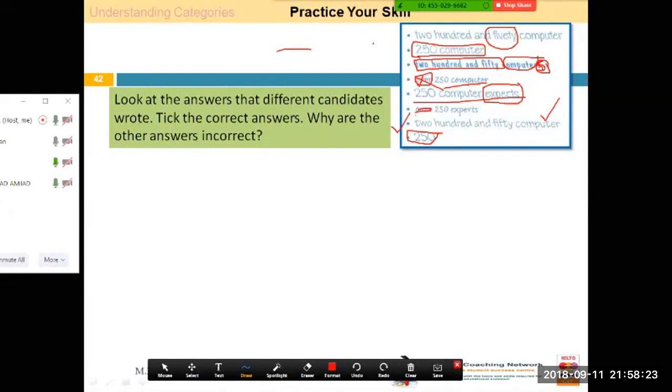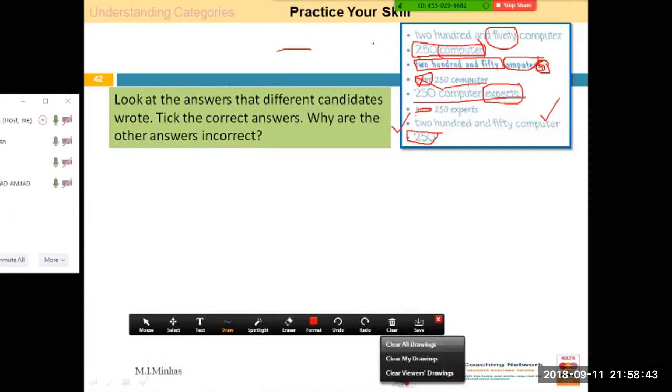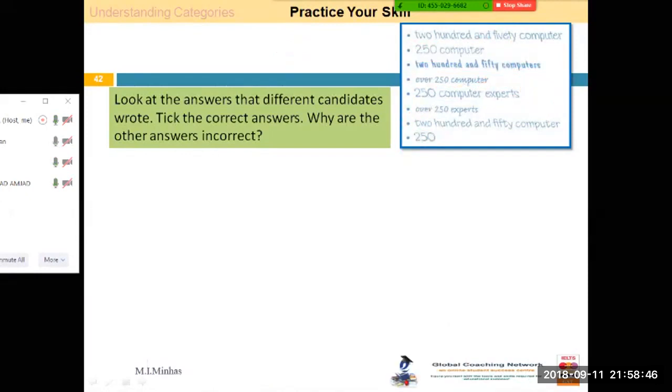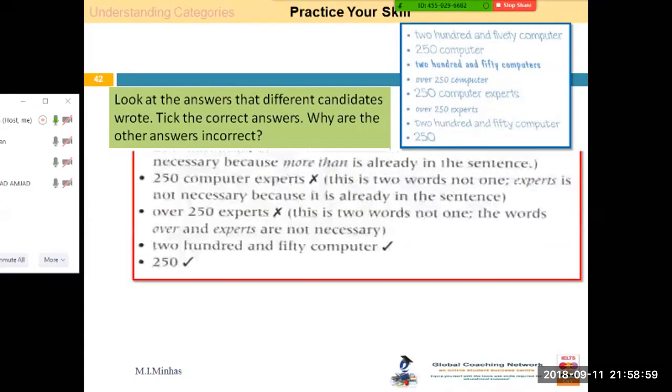Yes, right. And what about the last one, 250? Sir, it's right. Why? Because you know that the word computer is optional here. So now just ask yourself, writing a sentence like 250 experts have been invited, that's pretty fine. Or if I say 250 computer experts have been invited, even then it's fine. I hope this exercise has given you a fair idea about the word limit.